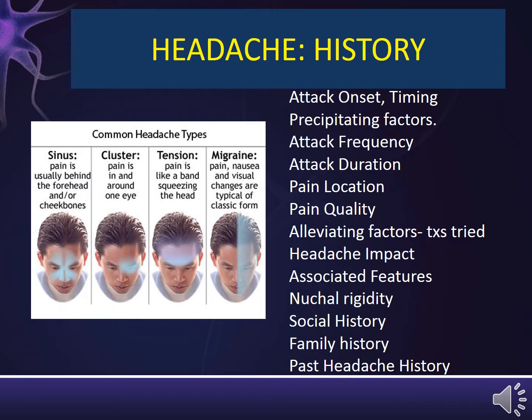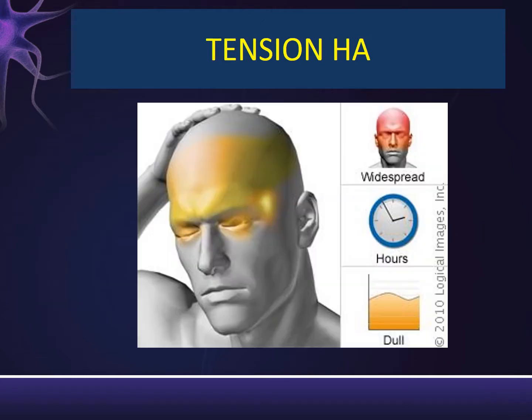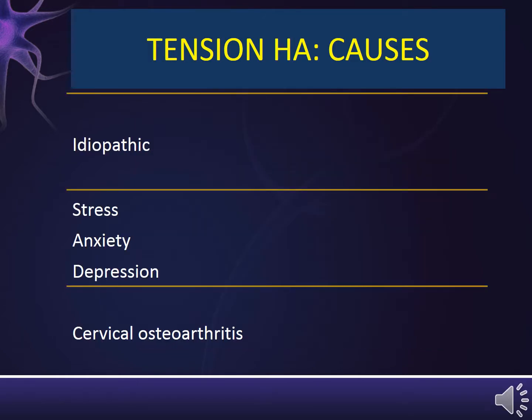When asking a person about their headaches, the 4 typical primary headaches are sinus, cluster, tension, and migraine headaches. Causes of tension headaches could be idiopathic, also could be caused by stress, anxiety, depression, disturbance on the serotonin system, cervical osteoarthritis, or contracted muscles of the scalp or neck, vasodilation. The causes are plentiful.